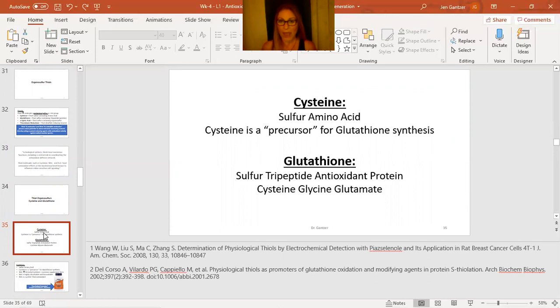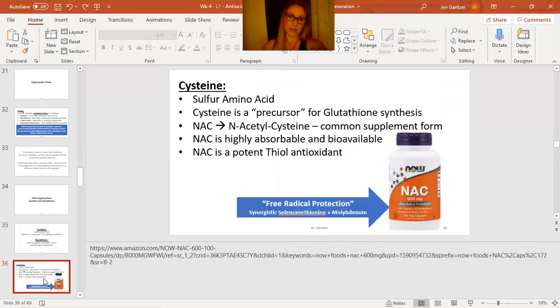Glutathione is the tripeptide. It's cysteine, glycine, and glutamate. Those are our thiols because cysteine is the sulfur amino acid, which makes it a thiol. And then because glutathione is a tripeptide of cysteine, glycine, and glutamate, it too is a thiol. So let's take a little bit more look.